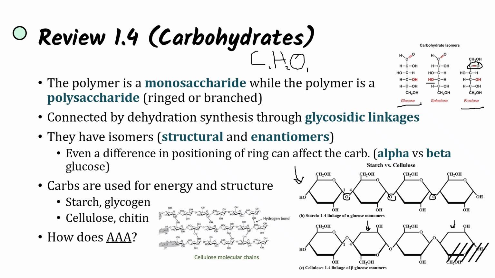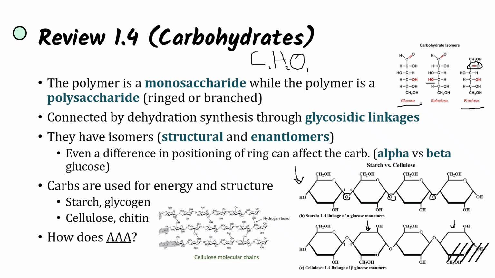So cellulose is primarily found in plant cell walls, and it's what makes plants so rigid, and chitin is found in the exoskeleton of lobsters and animals like that. So the important thing to think about is, how does appearance affect activity? How does form follow function?